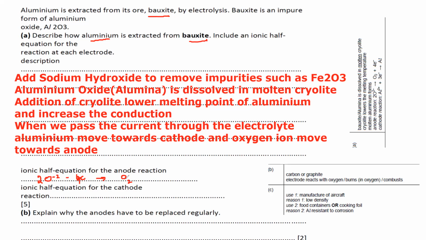Then what happened? Aluminium is there. So aluminium is plus 3. It will take 3 electrons and form aluminium metal. And then they're asking why the anode has to be replaced regularly.